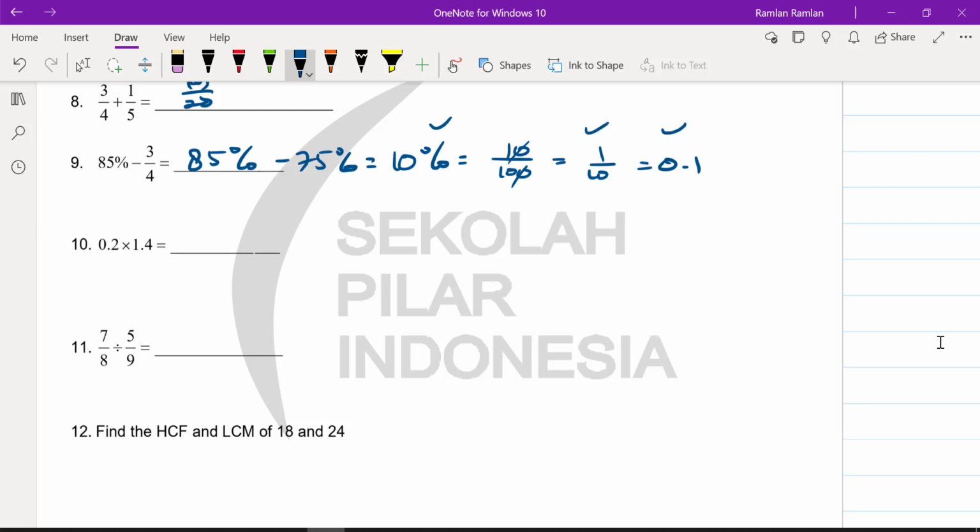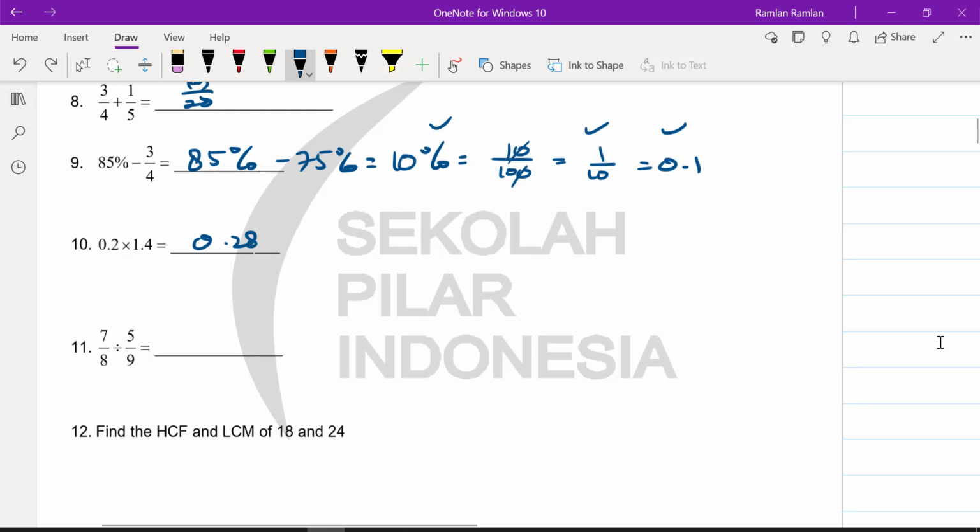You can choose either of these forms. Okay, next one is this one here. If it's like 2 processes, just put them into the calculator and you will get 0.28 over here. And this one here is division.